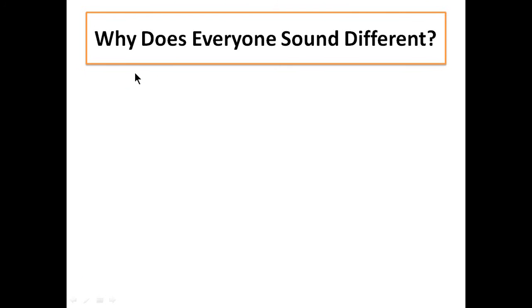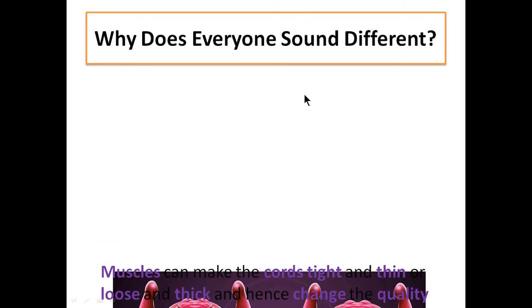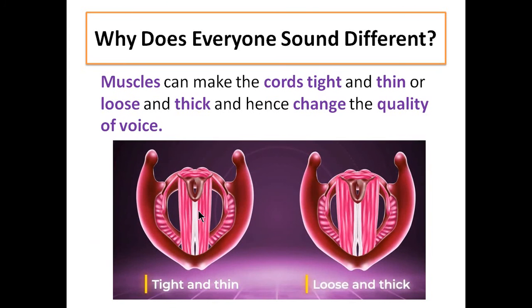But another question is, we all have vocal cords. Even then, why does everyone sound different? We all have different voices. What is the reason? These muscles make the vocal cords either tight and thin, or loose and thick. Can you make out the difference between the two? When they are tight and thin, the voice will be different as compared to when they are loose and thick.